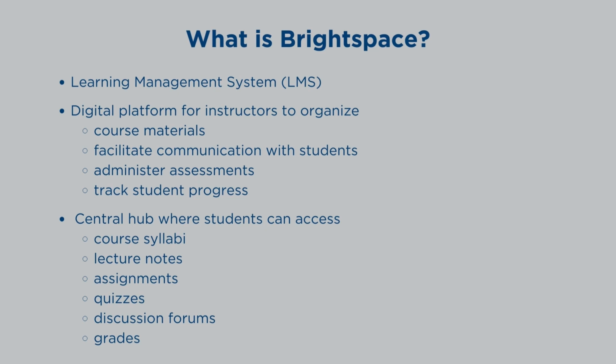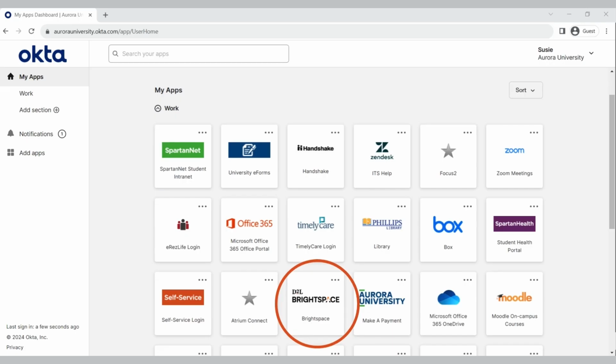Brightspace is a learning management system, which basically means it's a digital platform for instructors to organize course information and for students to access syllabi, assignments, and grades. Each instructor will use Brightspace a little differently, so make sure you know the expectations from your instructor up front. To get you used to using Brightspace, we'll utilize it to organize some of the things you need to complete over the summer. Again, you'll access Brightspace by logging into Okta and clicking on the Brightspace tile.